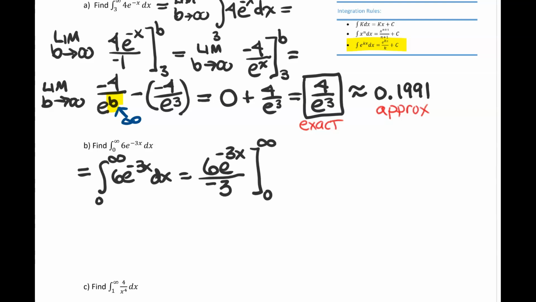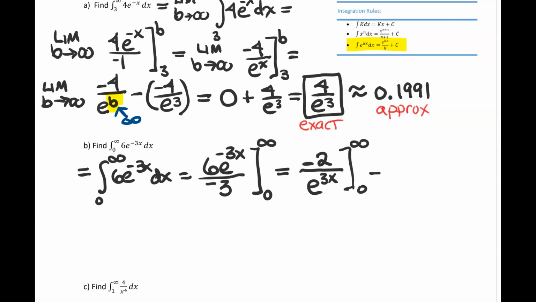So the only thing I'm doing different is I'm not putting the limit in there and substituting a letter for the infinity. I'm just going to remember that infinity is really not a number I can plug in, but more of a concept. So when I go to do that, okay, 6 divided by negative 3, that's going to give me a negative 2, and I'm going to do something else. I'm going to take e to the negative 3x and throw it on the bottom so I can make it e to the positive 3x. And then I will be evaluating from 0 to infinity.